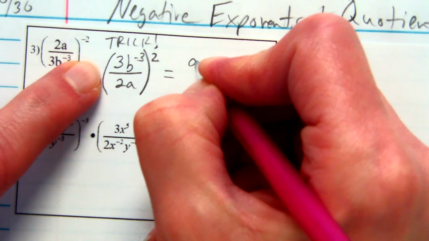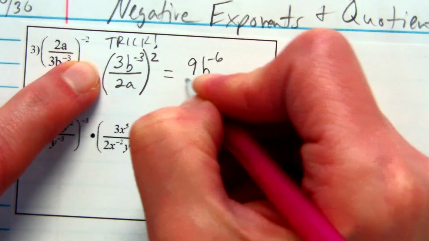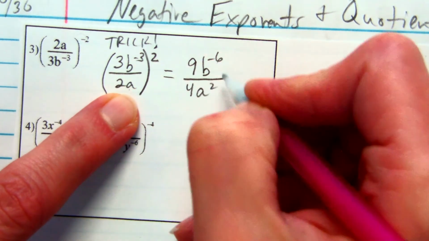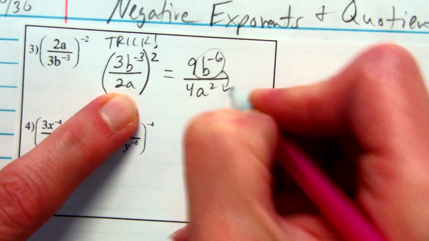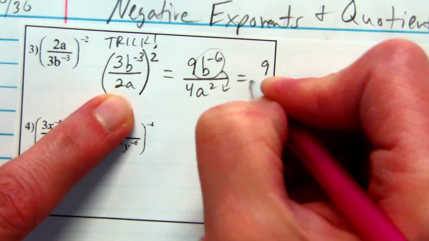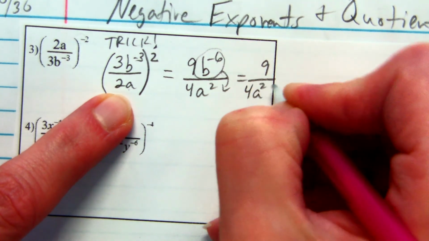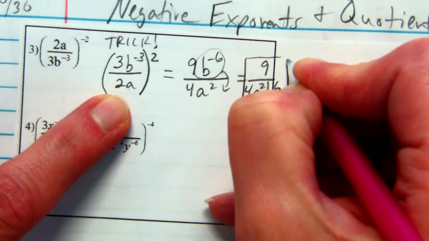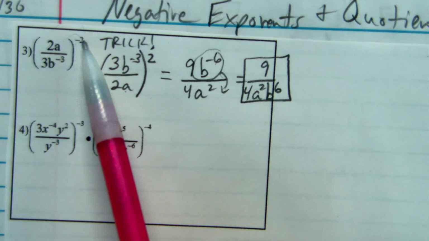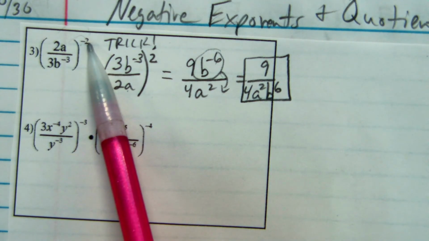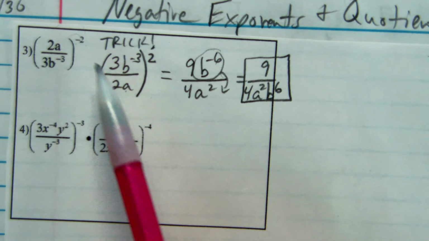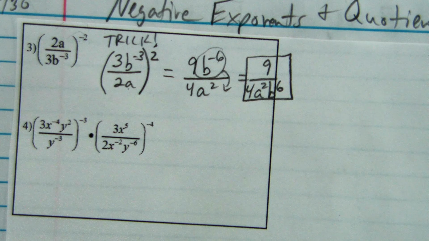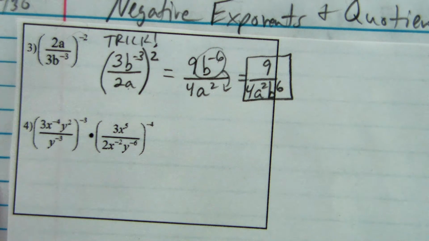So I have 9 b to the negative 6, 2 squared is 4, and then a squared. So the only thing left would be to move this down, and you'd be done. So 9 over 4a squared b to the 6th. So just remember that negative powers flip. If it's on the outside of the fraction, sometimes it's advantageous to use this and flip. Sometimes it's advantageous to go ahead and distribute it first. It depends on what you've got going on the inside.